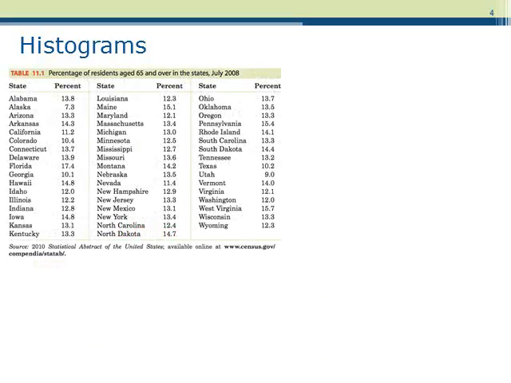Let's do an example together where we construct a histogram. Table 11.1 lists the percentage of residents aged 65 and over for each of the 50 states. Let's construct a histogram by dividing the observations into classes of length 1. The smallest observation is 7.3, and the largest observation is 17.4, so there is no need for the classes to go beyond this range.